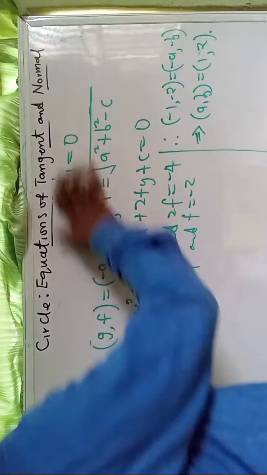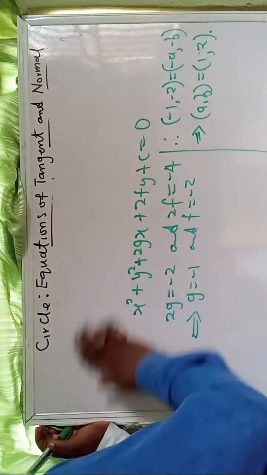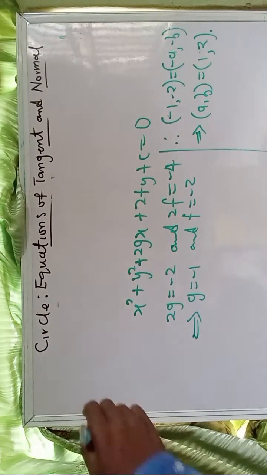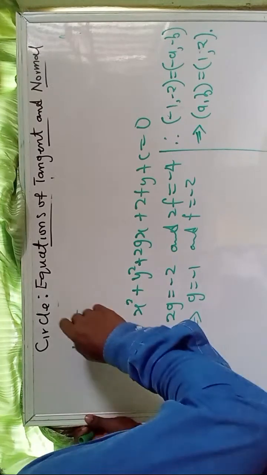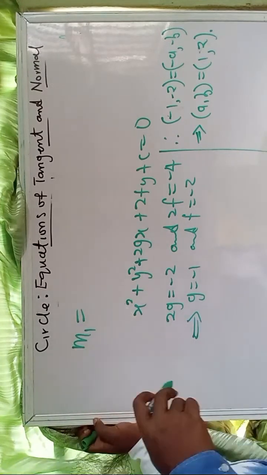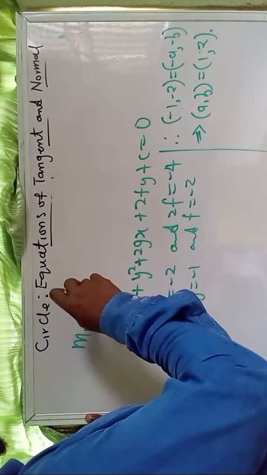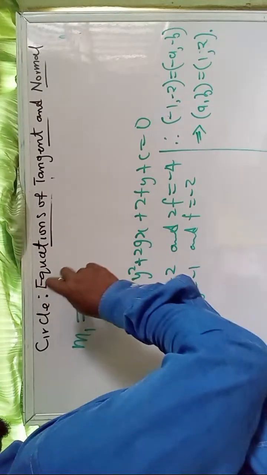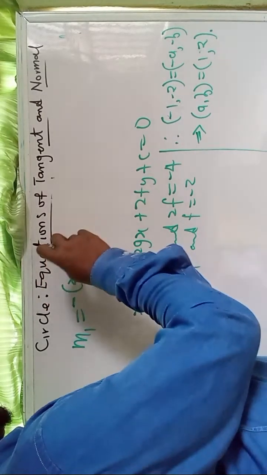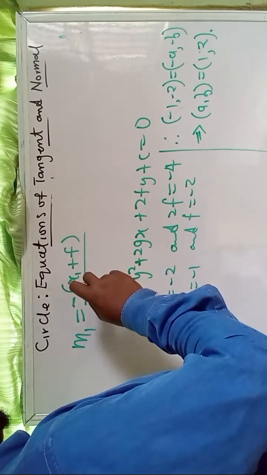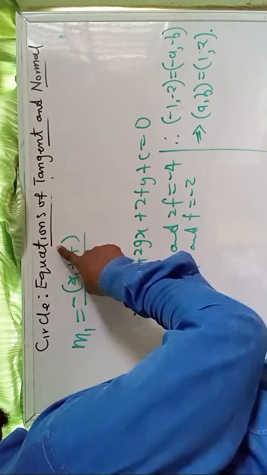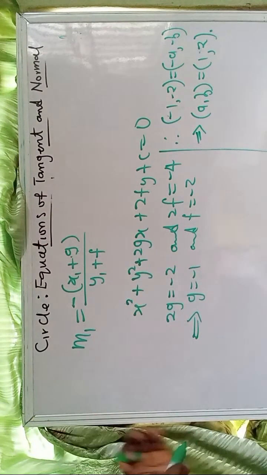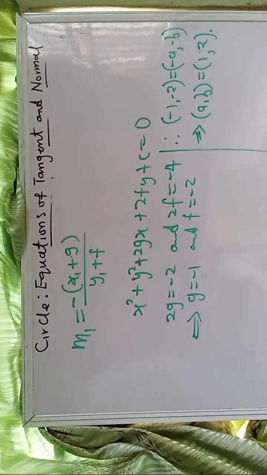Now move on to the slope of the tangent. In this case, we call that m1. The slope of the tangent, we will say m1. And we have shown earlier that this is minus x1 plus g over y1 plus f. This is what we have shown earlier.